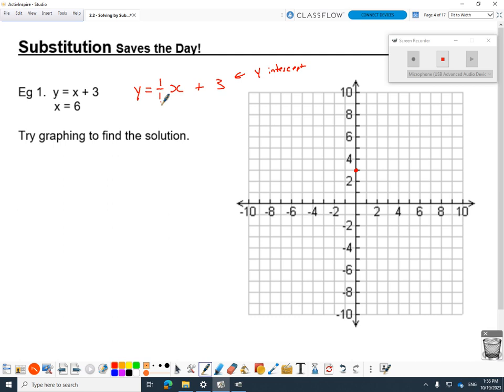So now when I go to graph it, here I go. Over 1, up 1. Over 1, up 1. Over 1, up 1. There we go.